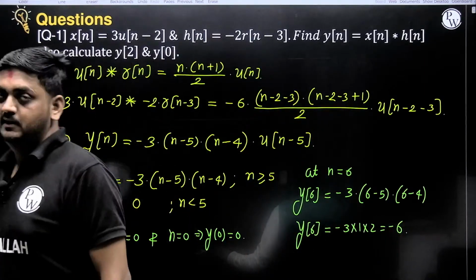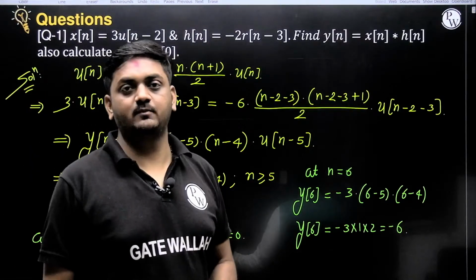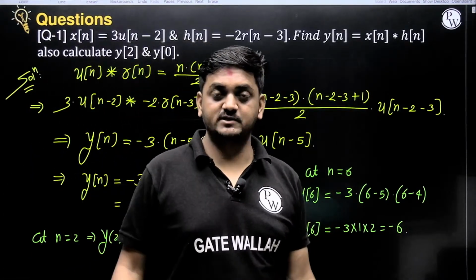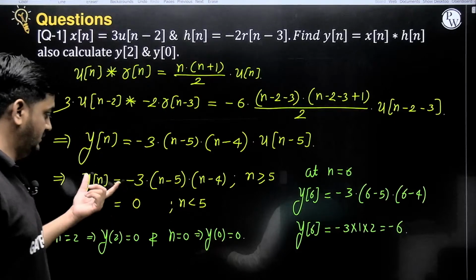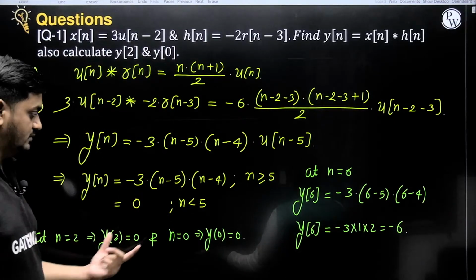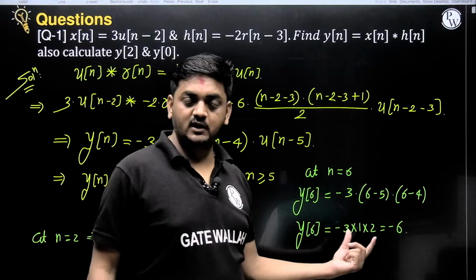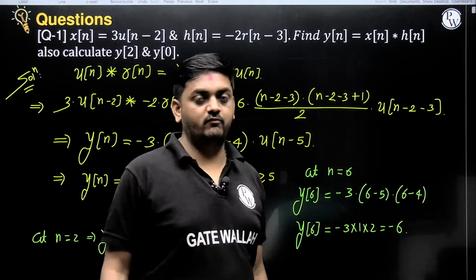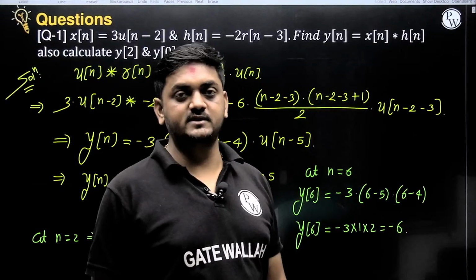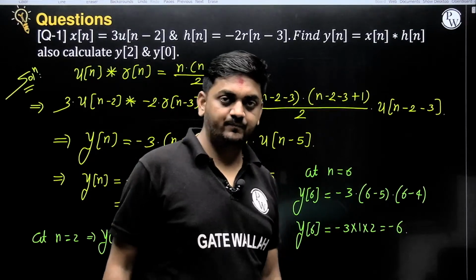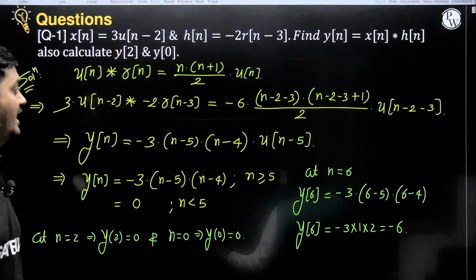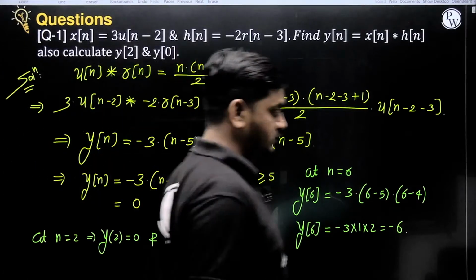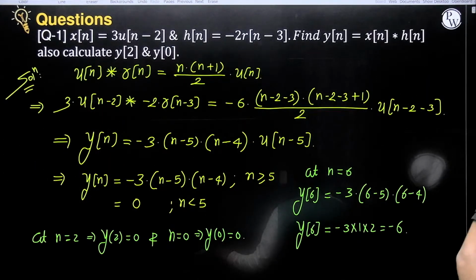In this way, they can ask numerical answer type questions. Even they can ask MSQ questions also, like option A is this one, option B is this one, option C, option D, or numerical answer type questions. They will ask to find the value of y of 6. Correct? This is clear. So this is r of n convolution with u of n. Any doubt?